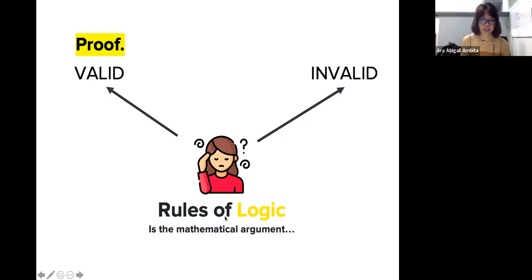Going back, these rules of logic give precise meaning to mathematical statements. And these rules are used to distinguish between a valid and an invalid mathematical argument. Okay, and as I have mentioned earlier, proof is what makes up a correct mathematical argument.